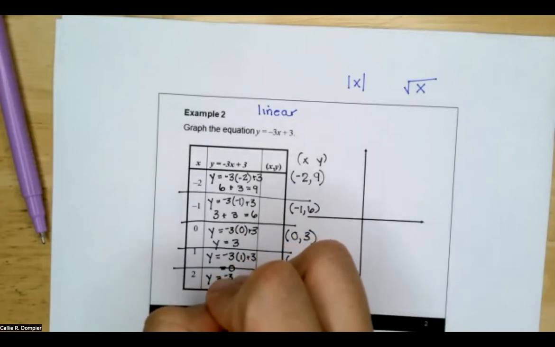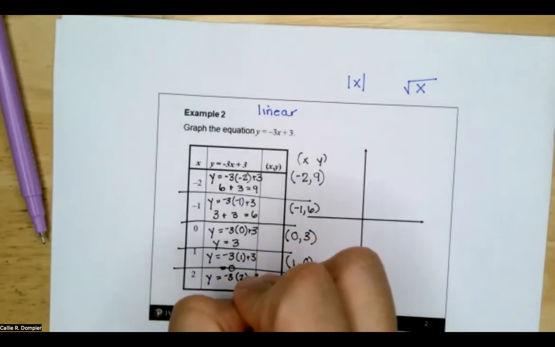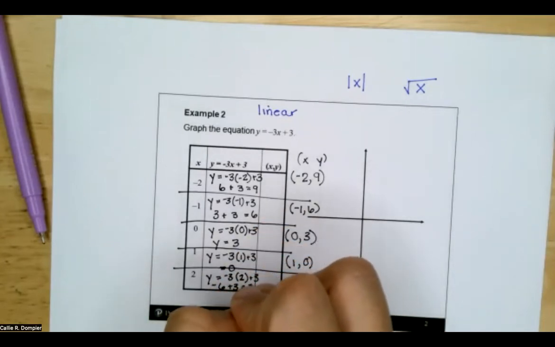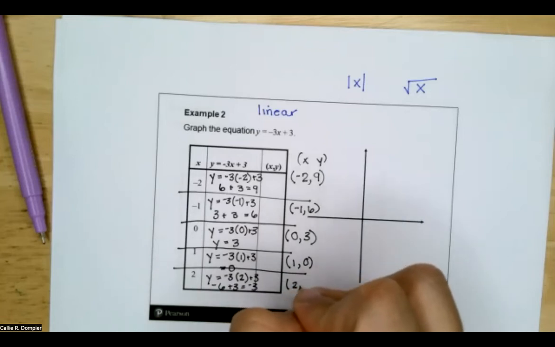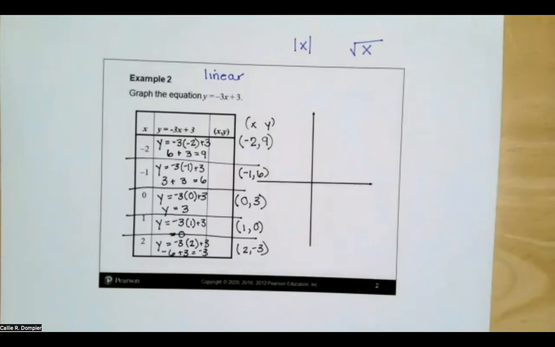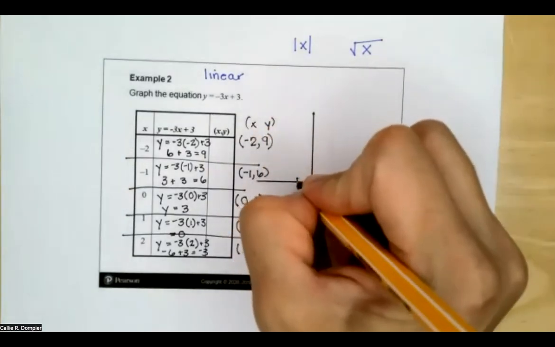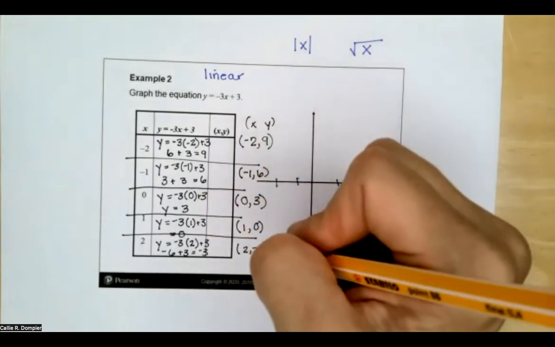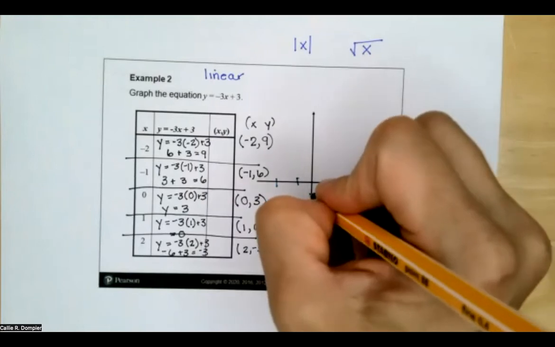Y equals -3 times +2 plus 3. So that's -6 plus 3, which is -3. So that becomes 2, -3. So here are a bunch of points that I can now use to create a graph. My x goes from -2 to +2. My y goes from 9 to -3.